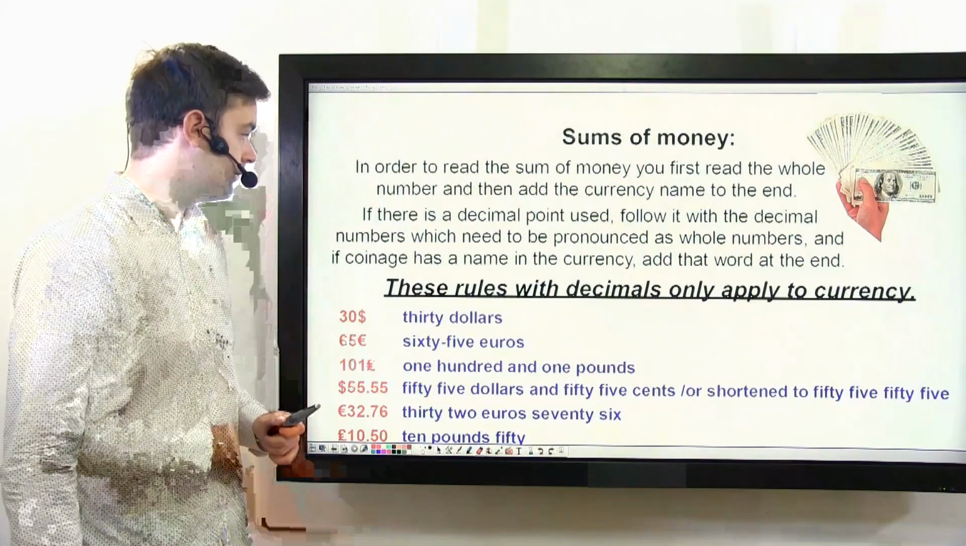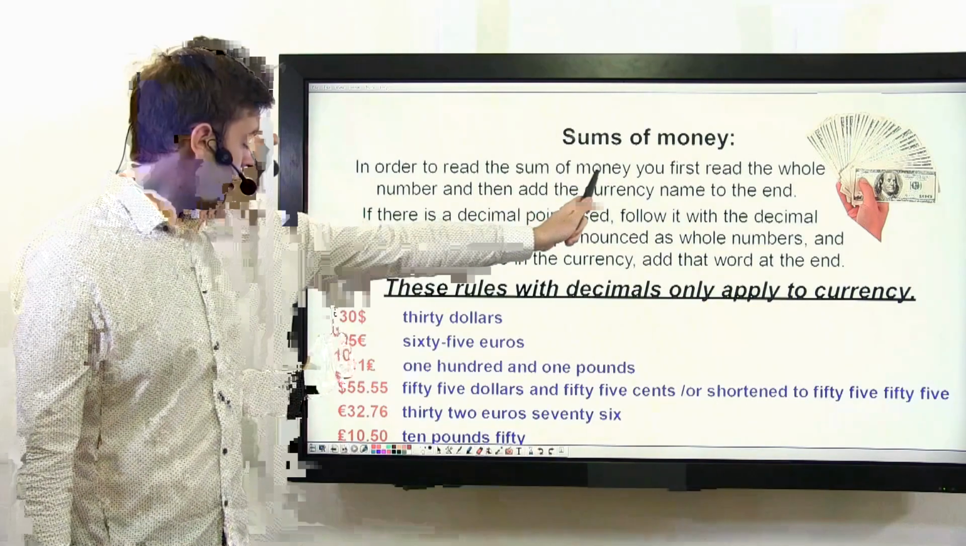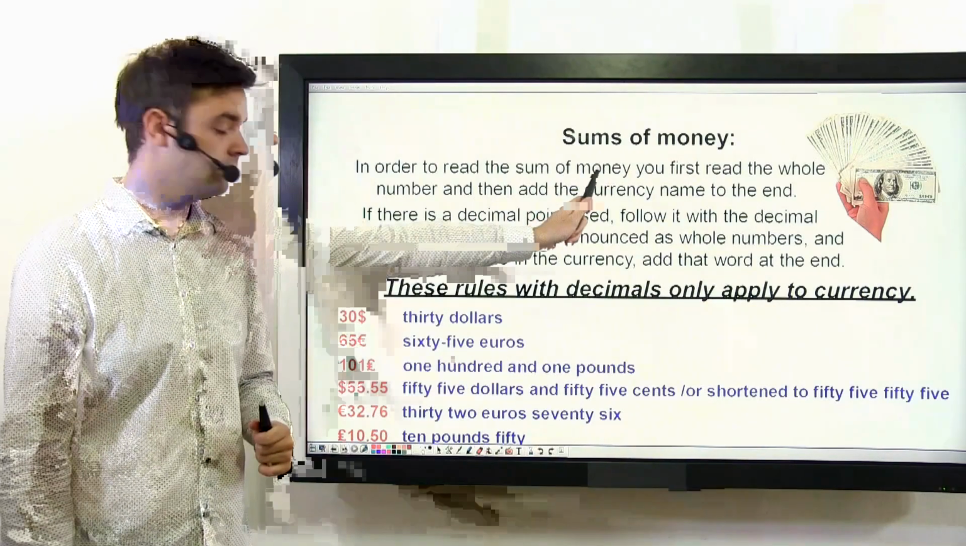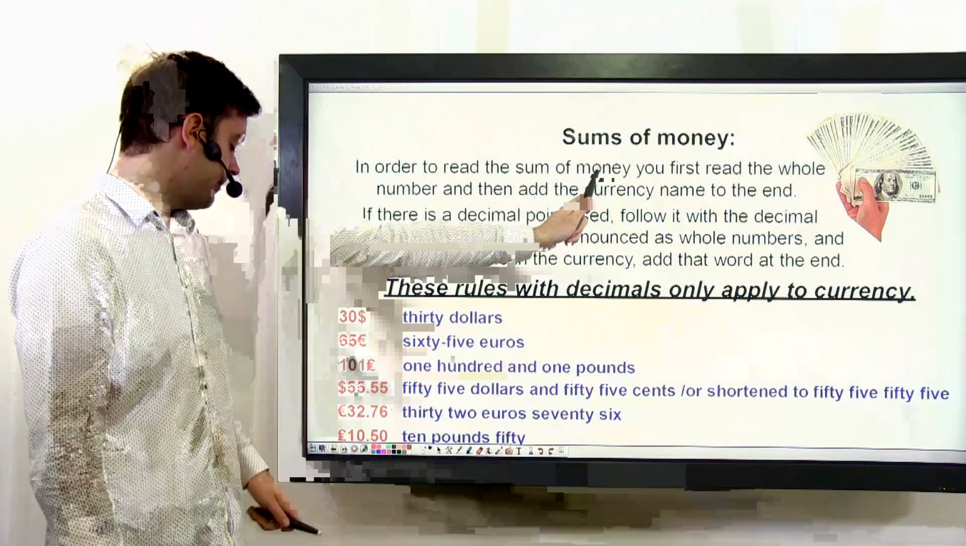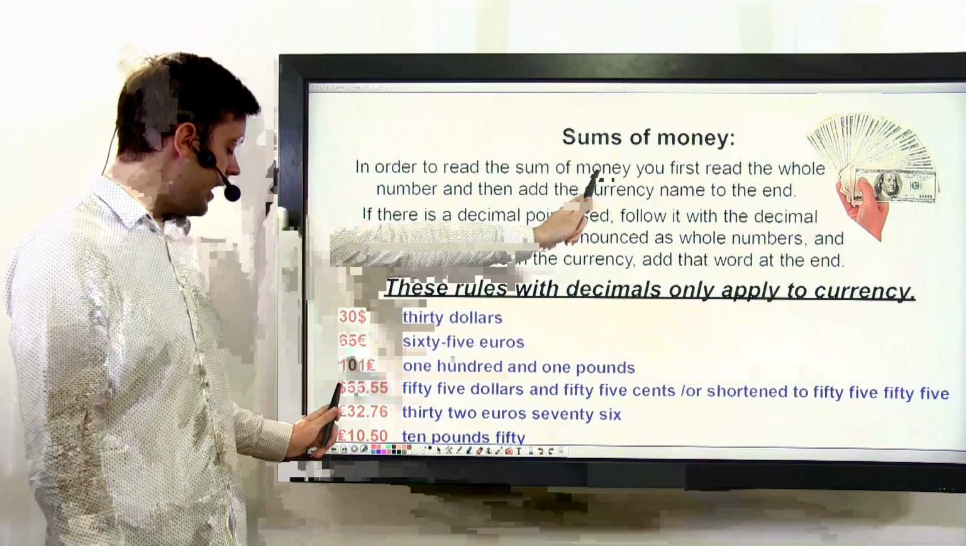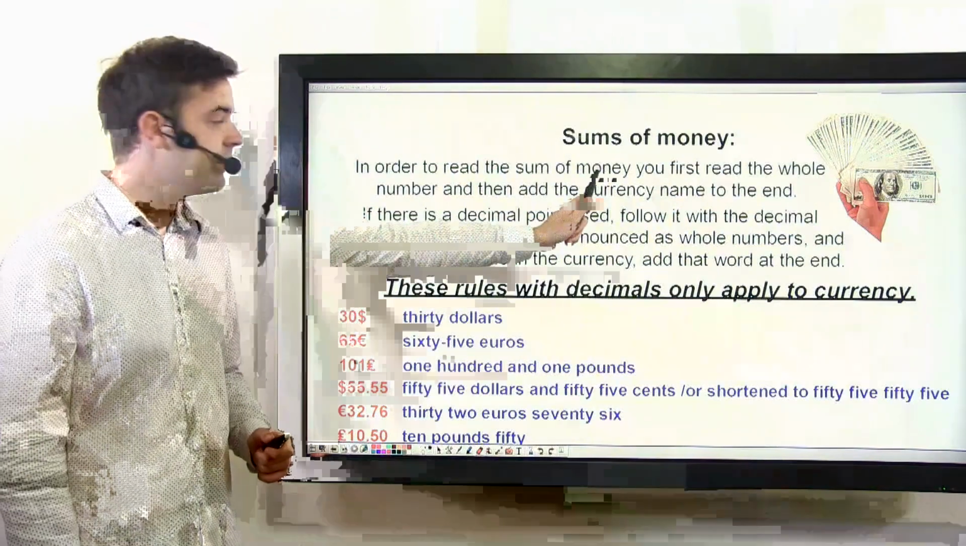$30. So remember, you read the sum of money. $30. Pounds. 101 pounds. Here, $55.55.